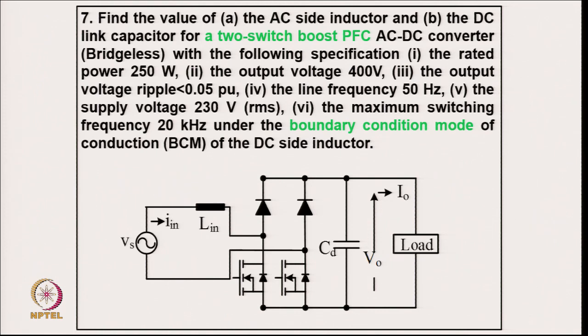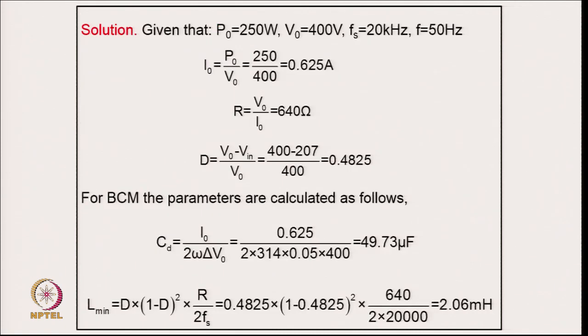So, coming to the seventh numerical example: find the value of AC side inductor and DC link capacitor of a 2 switch bridgeless boost converter with the following specification: rated power of 250 watt, output voltage of 400 volt, output voltage ripple less than 5%, line frequency 50 hertz, supply voltage 230 volt, and maximum switching frequency 20 kilohertz, under the boundary condition mode, for the DC side inductor of this bridgeless boost converter.